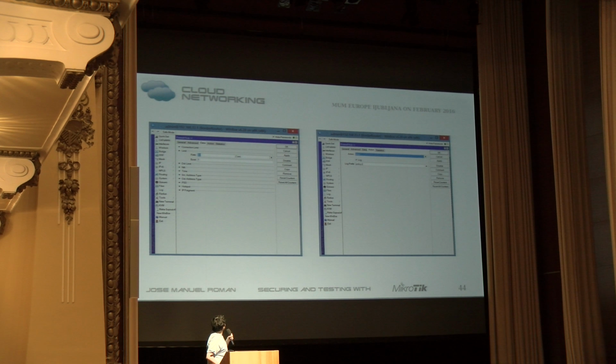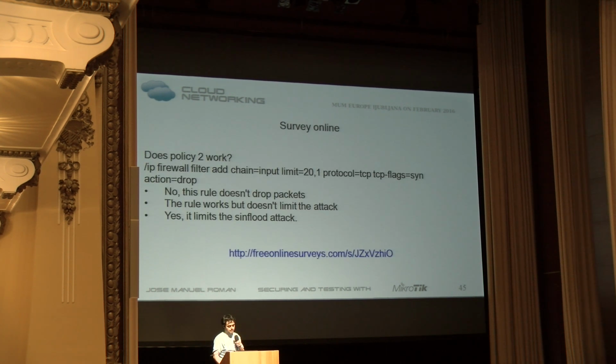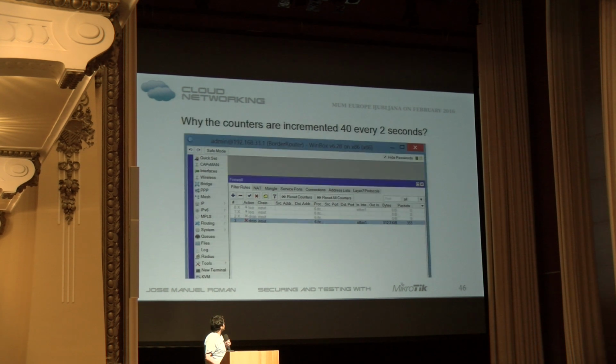You can see 20 packets per second. And we can try another time with the traffic generator sending packets to the target. We send, and we can see in the picture that this rule works, but it's a little bit strange because every 2 seconds is the time of the refresh of counters. There are 40 packets more, okay?